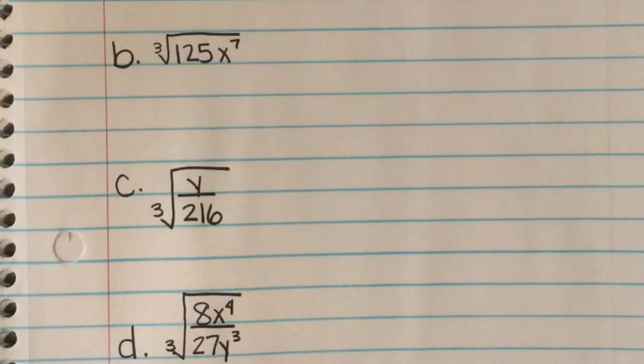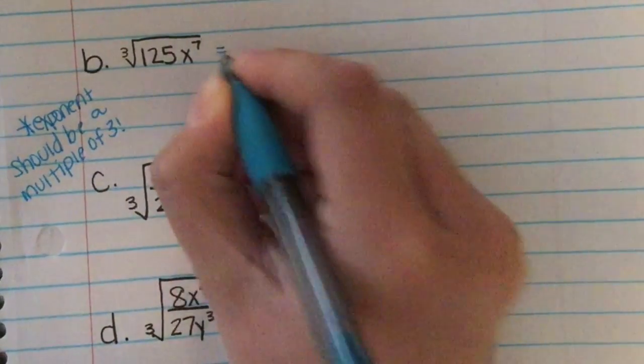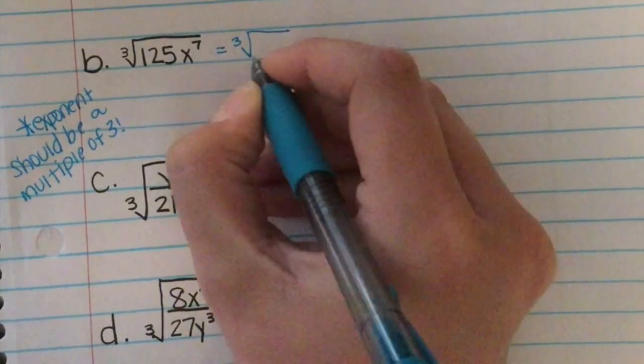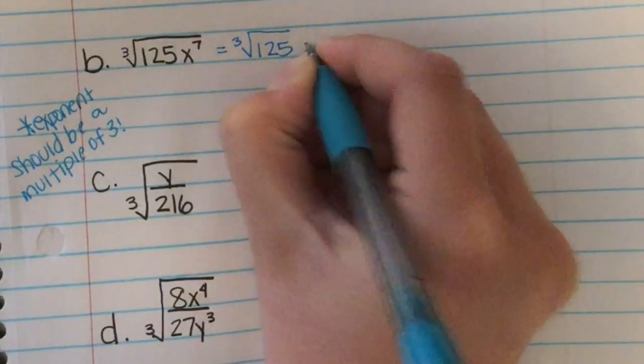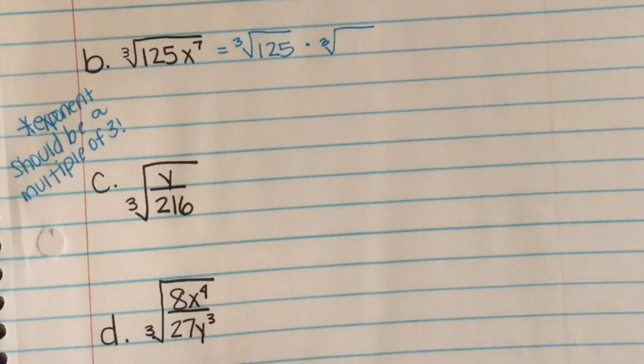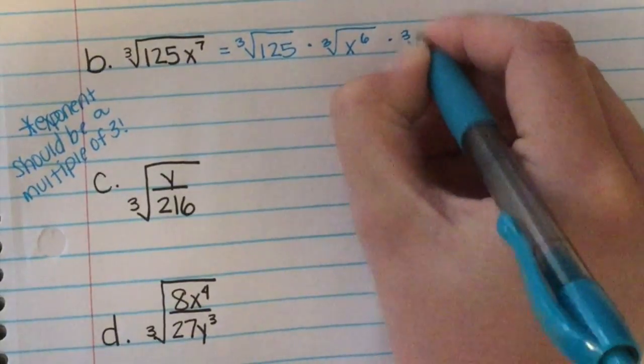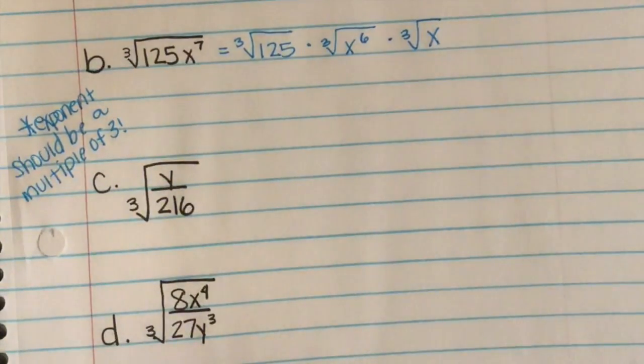All right, the next problem that we have is similar, but now we're introducing variables. So just like when we were simplifying square roots with variables, we needed to have even exponents. Now that we're working with cube roots, we want to have exponents that are multiples of 3. So similar to what I did in the first one, I'm going to go ahead and break this apart. I have the cube root of 125 multiplied by the cube root. Now I'm going to break apart x to the 7th power because I want it to be a multiple of 3. So the biggest multiple of 3 that I have is x to the 6th multiplied by the cube root of just regular old x, or x to the 1st power.